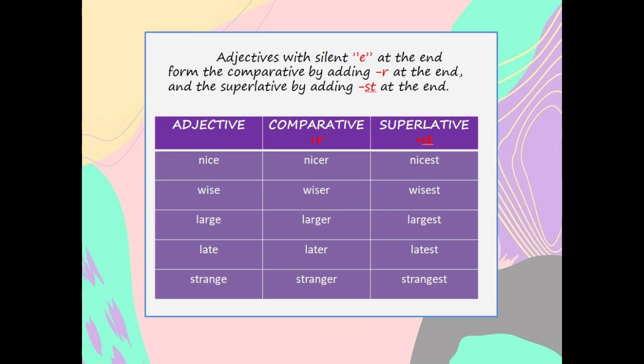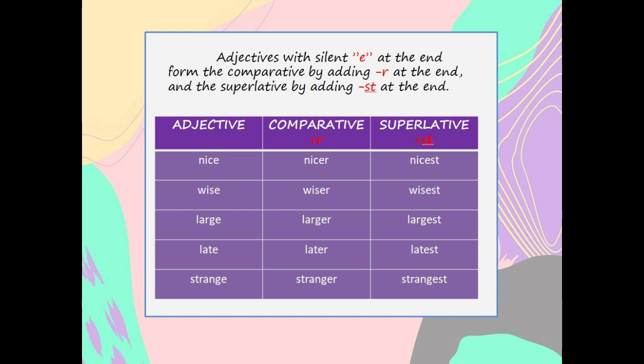Now let us look at rule number 2. Adjectives with silent E at the end form the comparative by adding R at the end, and the superlative by adding ST at the end.